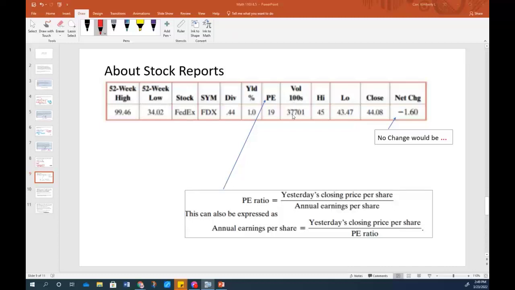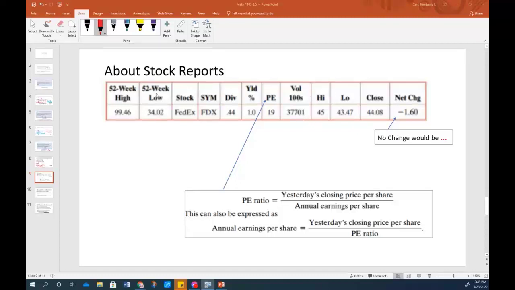Since the number in the table is 37,701, you need to multiply that by 100 to find out how many shares were traded yesterday. 37,701 times 100, which actually is going to move that decimal 2 more places over, and you're going to find out it was 3,770,100 shares of stock traded yesterday.